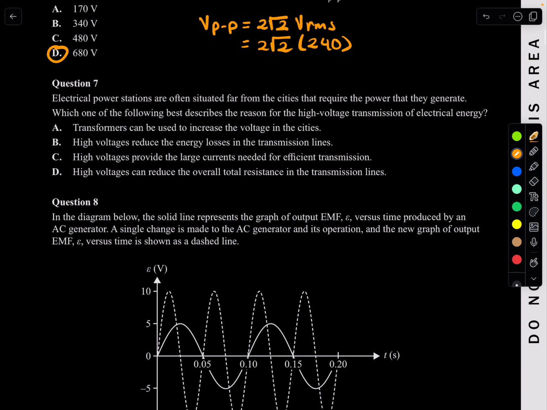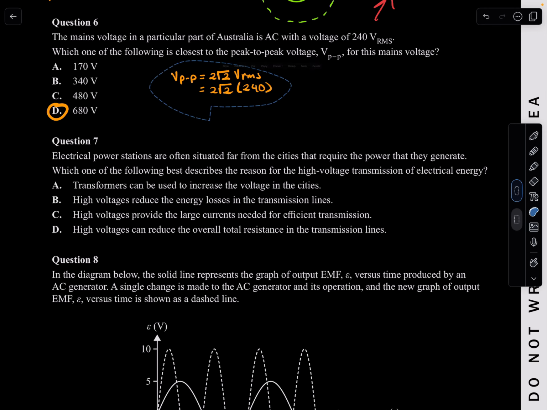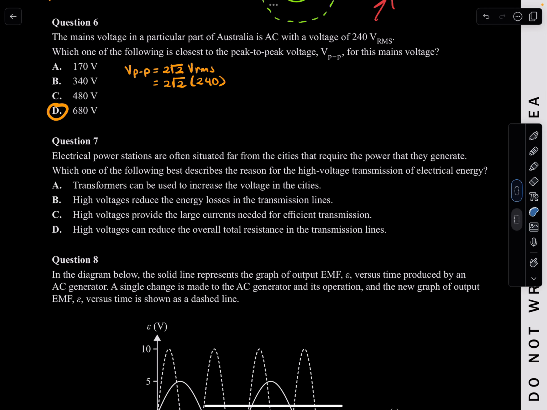Nice. Question 7. Electrical power stations are often situated far from cities that require the power that they generate. Which of the following best describes the reason for the high voltage transmission of the electrical energy? Easy. This is one of the easiest questions, and this is what you guys should know. Let's have a draw of the diagram here.